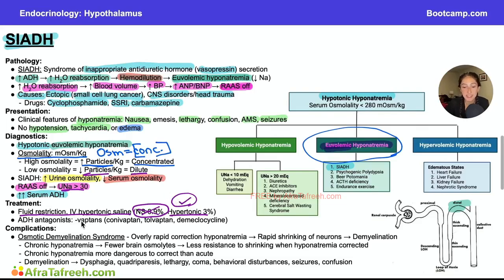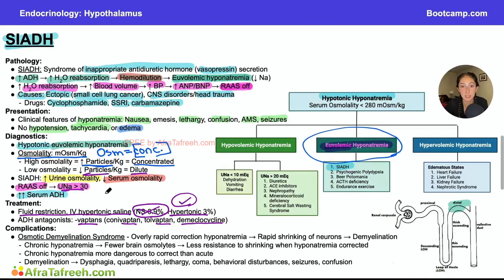Additionally, when we treat SIADH, we do have some pharmacologic agents available. These are going to be our Vaptans. So our Vaptans, Conivaptan, Tolvaptan, you get the idea. These are going to be our ADH antagonists. So these are going to go to the receptor where ADH is working, and they are going to make sure that ADH cannot do its job. Finally, there's demeclocycline, which actually can induce diabetes insipidus. So I always think of it as the opposite of SIADH, but demeclocycline can also be used to treat SIADH as well.